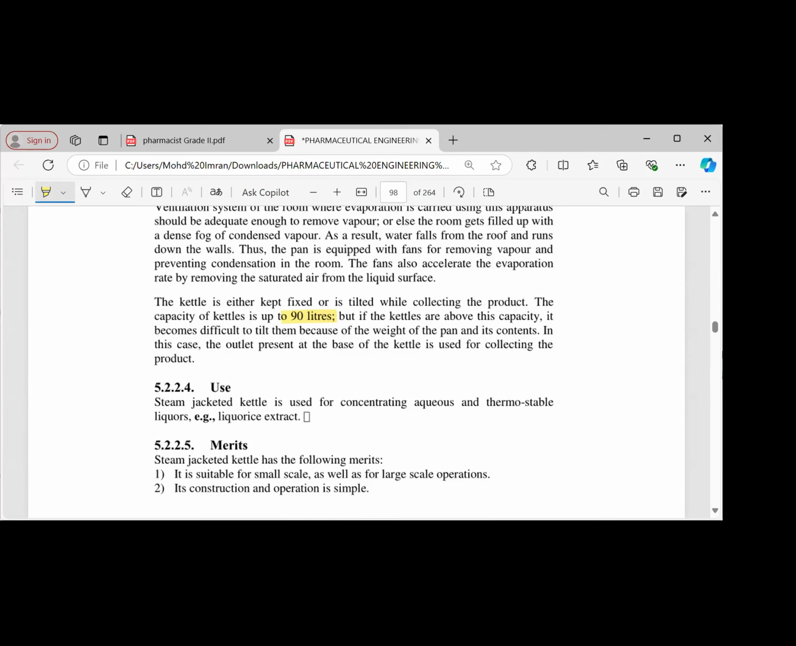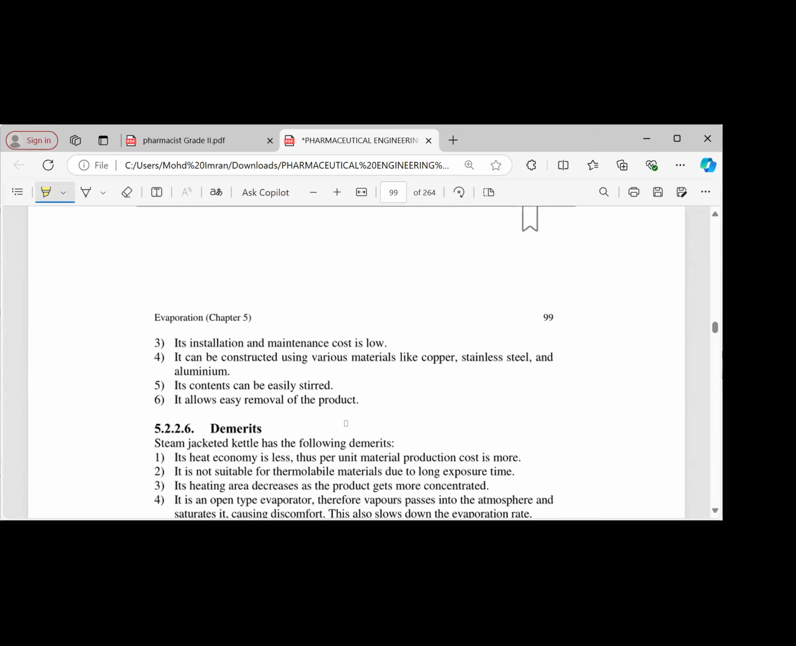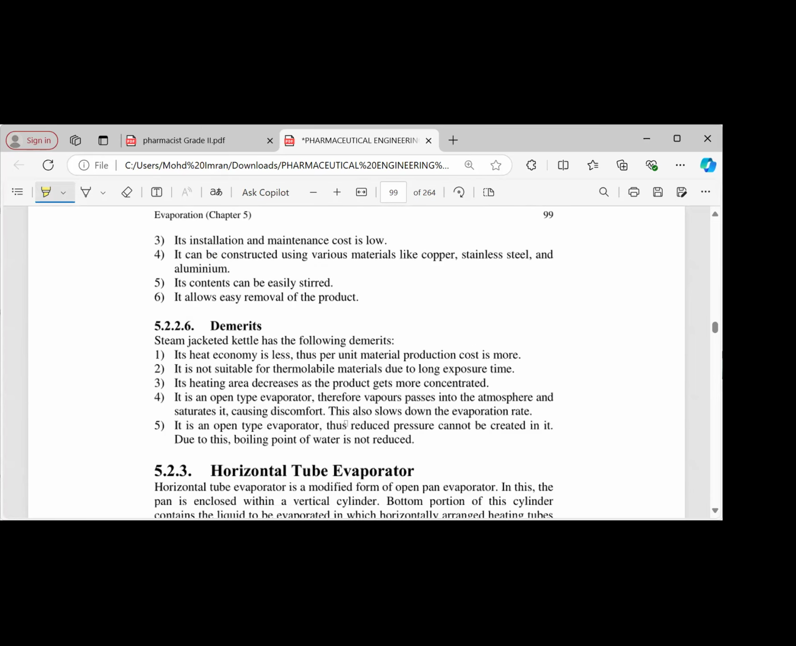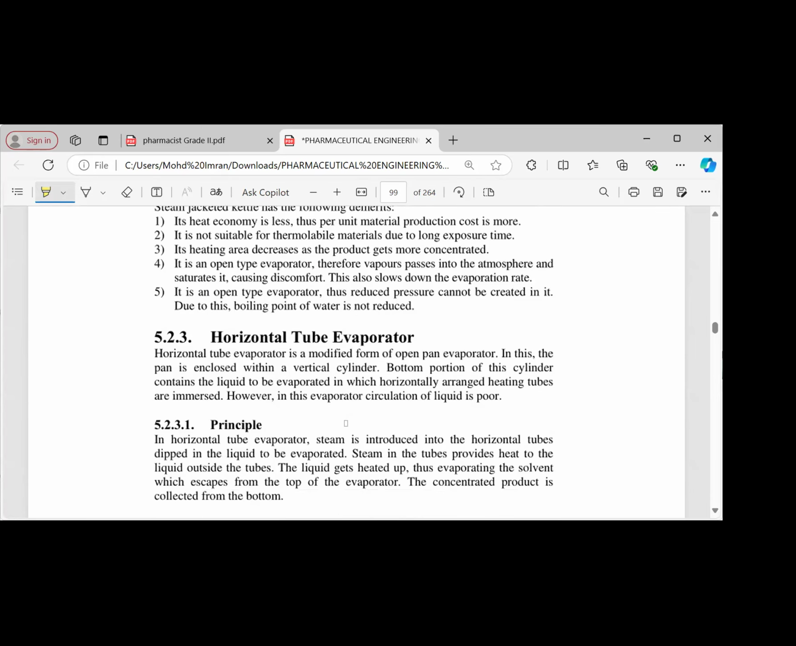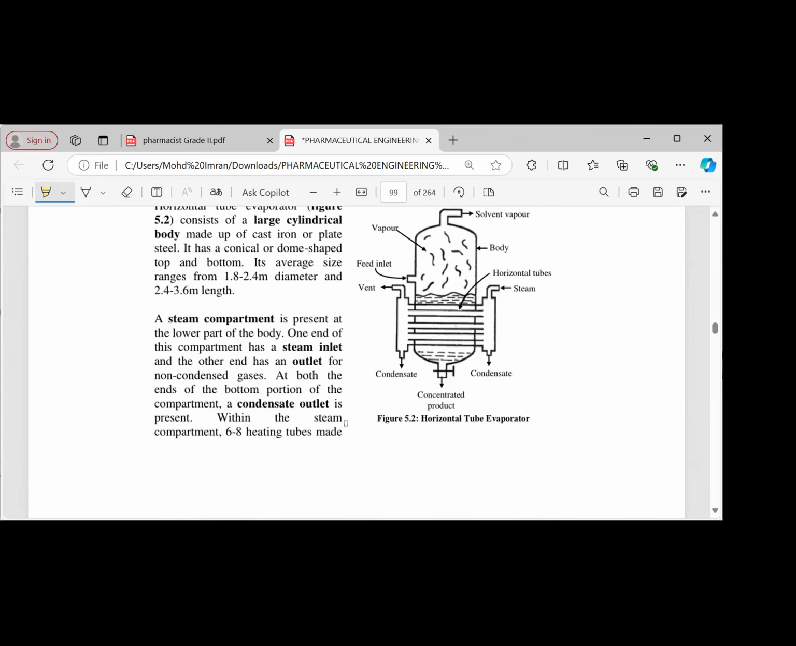There is an example also given. For licorice extract, plant drug extracts, and concentrated products, we use the steam jacketed kettle. There are a lot of advantages and limitations also, but it is small equipment, so I am not focusing on it. Next, a very good equipment, the horizontal tube evaporator.